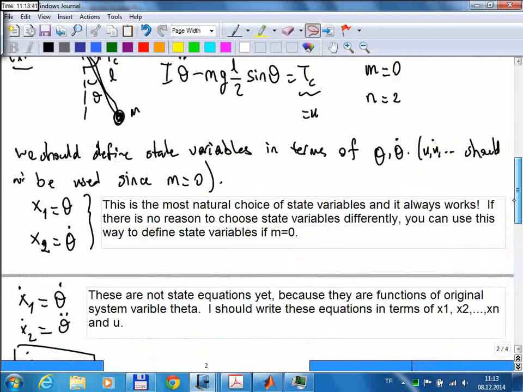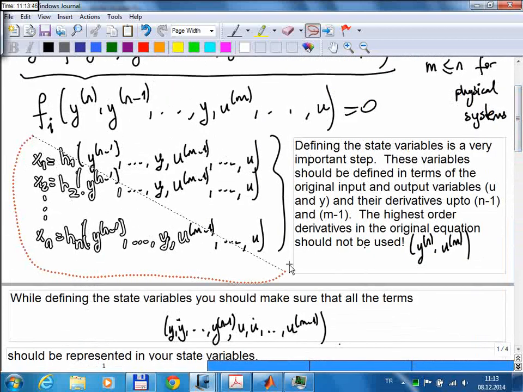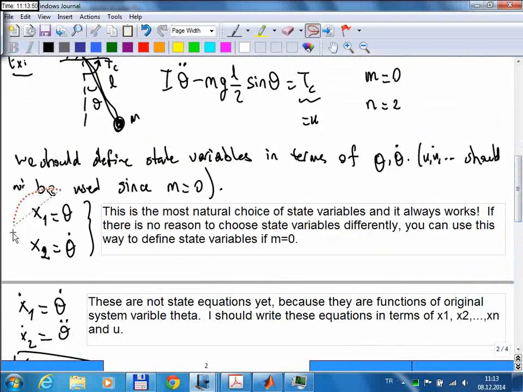So as I wrote here, this is a critical step. How you should define these state variables is an important step. And as I wrote here, if you have no other reason, then just go ahead and choose your state variables this way. So it will make your life easy.